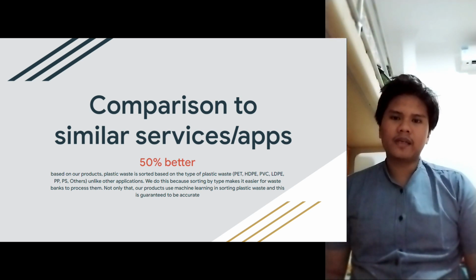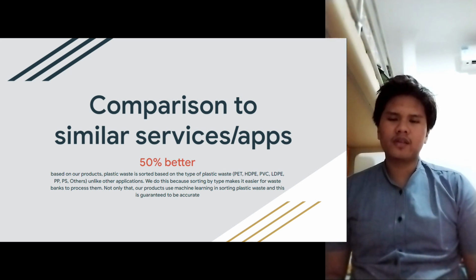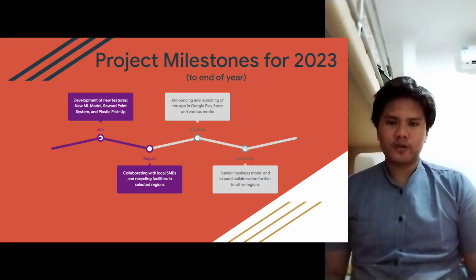Comparing Recyclass with other applications, Recyclass has 50% better performance on identifying 7 types of plastic waste, as it uses machine learning to do it, and makes it easier for people to sort plastic waste. Throughout 2023, we have 4 milestones to achieve within the first $5,000 of funding. Development of new features in July, collaborating with local SMEs and recycling facilities in August, launching of the application in October, trying to sustain the business model, and expanding operations to further regions in Indonesia.